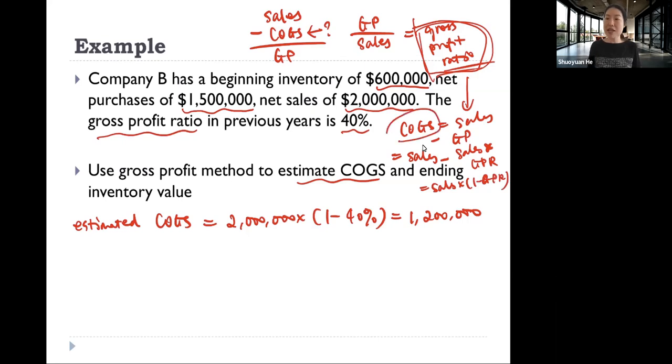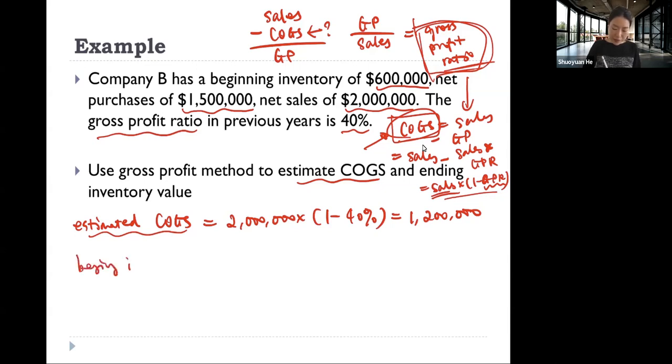Because in this year we don't know the cost of goods sold, in order to estimate this number, we're assuming the current year's gross profit ratio is the same as previous years'. Then we take the current year sales, which we know, multiply by 1 minus the gross profit ratio of the previous year, because the assumption we're making here is that the current year's gross profit ratio is the same as the previous years'. From this, we get an estimation of our current year cost of goods sold.